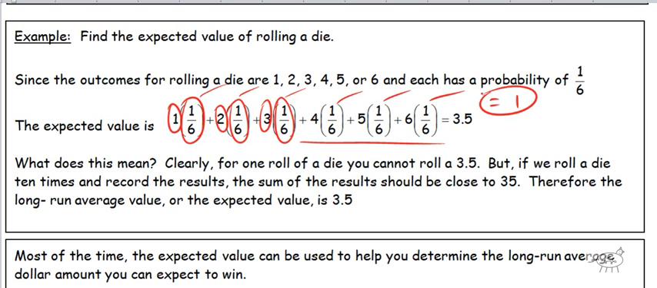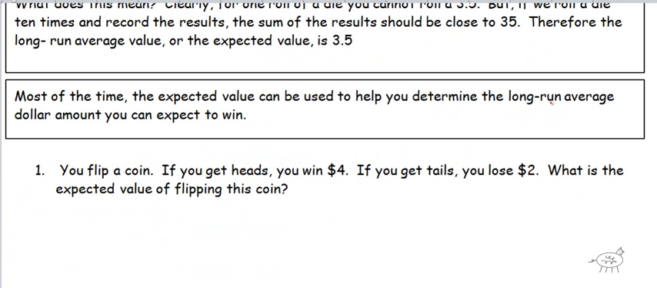But here's the deal. If we roll a die 10 times and record the results, the sum of the results should be close to 35, because 3.5 times 10 is 35. Therefore, the long-run average value or expected value is 3.5. That's the average value if you did it a whole bunch of times. It's not saying you're going to do it this time. It's saying over the course of a long time, what is the average roll going to be? And it's 3.5. Very important.